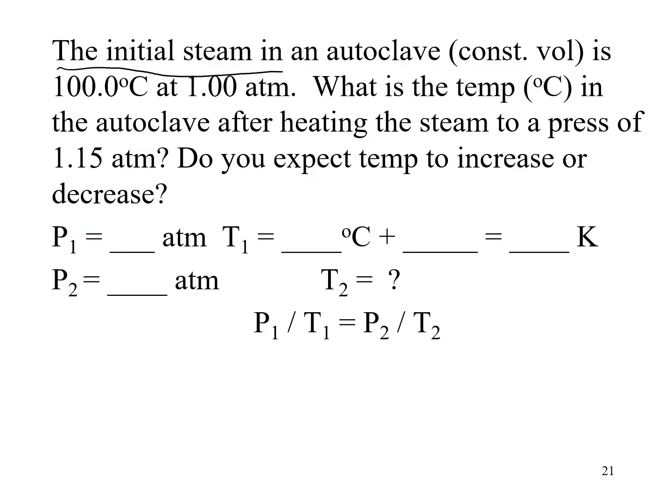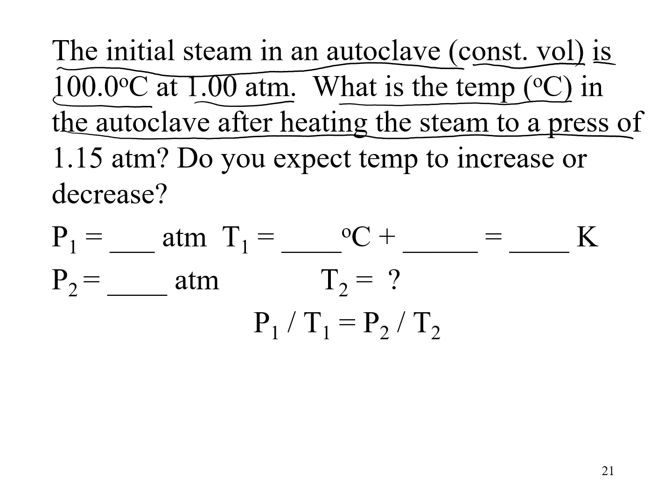The initial steam in an autoclave at constant volume is 100 degrees Celsius at 1 atmosphere. What is the temperature in degrees Celsius in the autoclave after heating the steam to a pressure of 1.15 atm? Let's start by filling in the information given. So our initial pressure is 1.00 atm. Our initial temperature is 100.0 degrees Celsius.